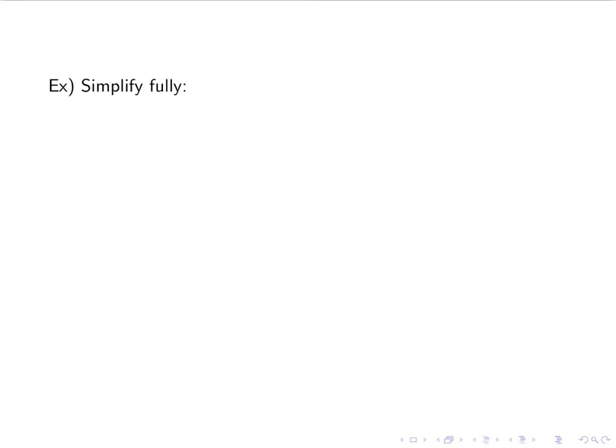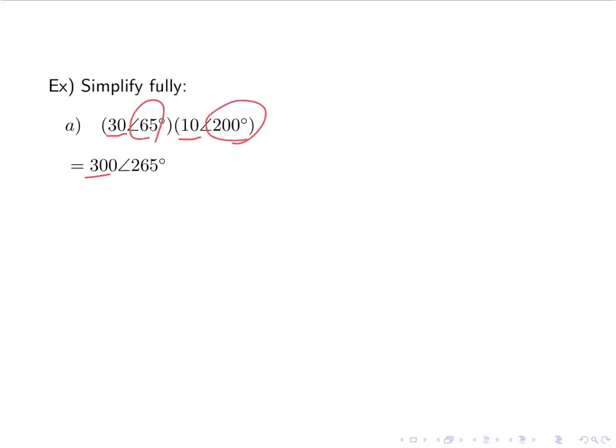So let's do some examples. We have our first complex number is 30 with an angle of 65 degrees. Our second one that we're multiplying is 10 with an angle of 200 degrees. So we're going to multiply our r's. So 30 times 10 is 300. 65 plus 200 is 265.